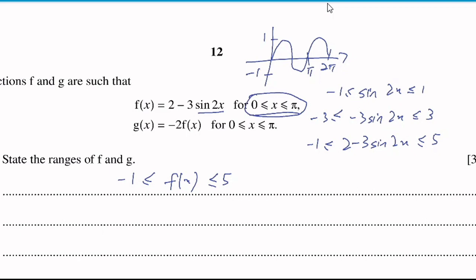So that's for f(x). Whereas for g(x) here, it is -2 multiplied by f(x). So we just need to use the -2 to multiply by the -1 and the 5. So it gives us -10, and then also plus 2 for g(x) here.